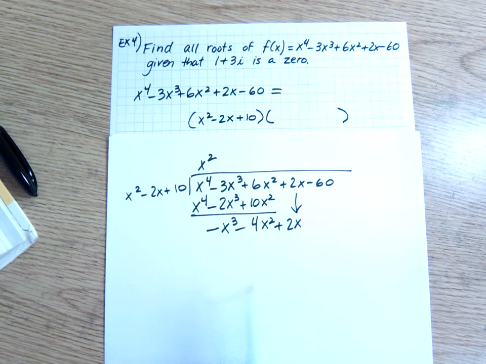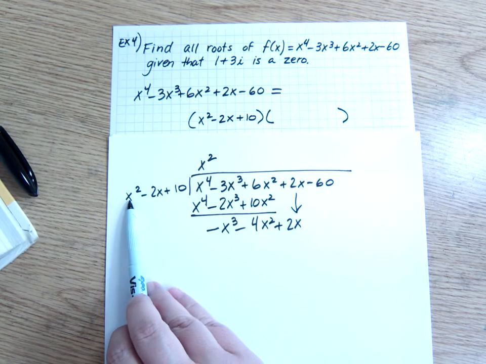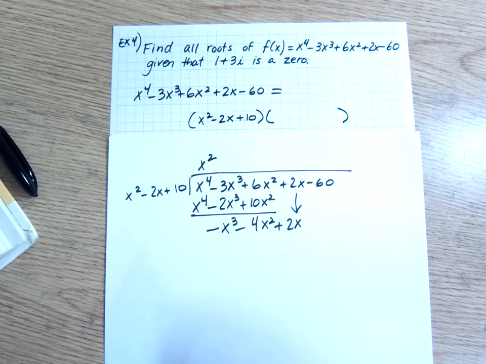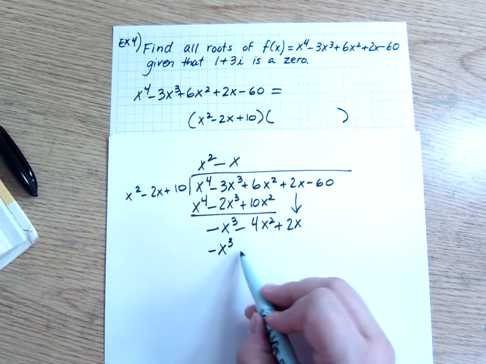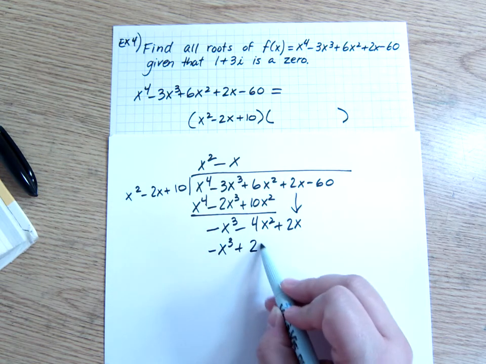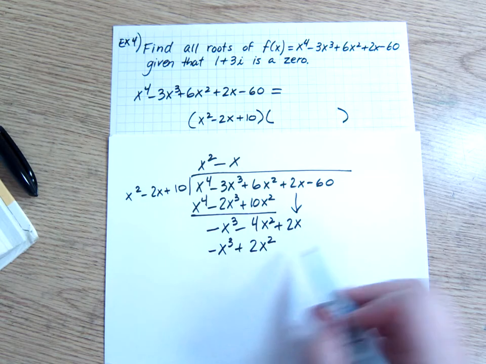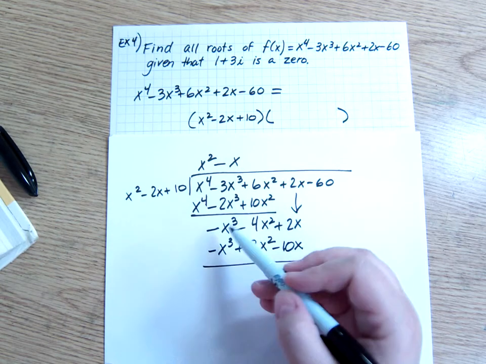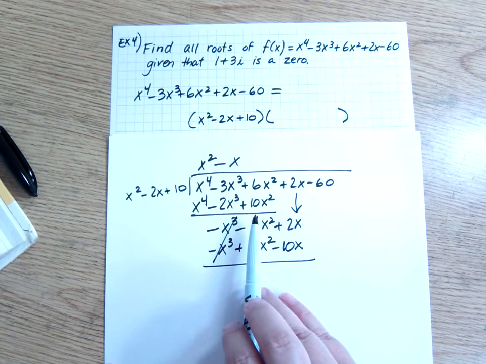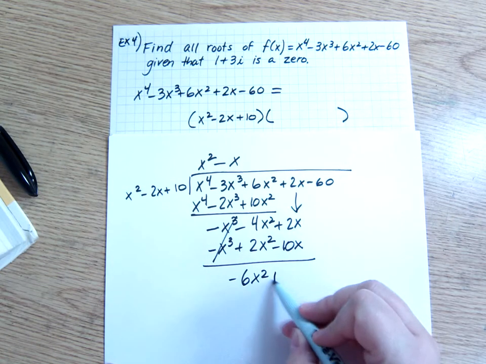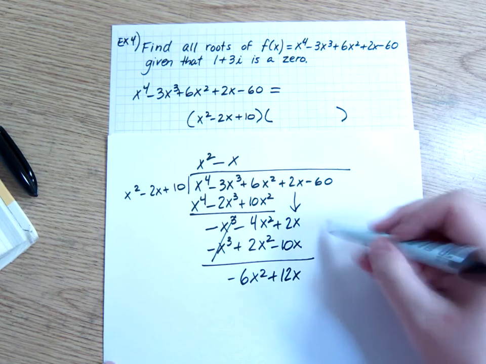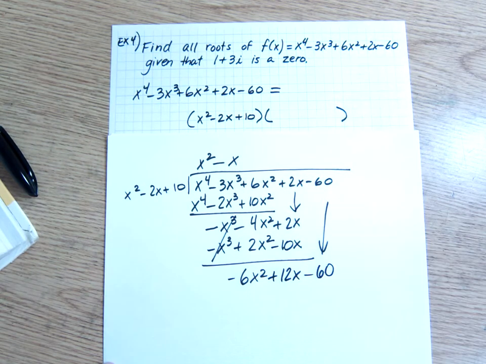Next cycle, basically I go back and do exactly everything I just did again with this one. X squared times what equals negative x cubed? It's negative 1x. Negative 1x times x squared is negative x cubed. Negative x times negative 2x is plus 2x squared. Negative x times 10 is negative 10x. Subtract, this goes away. Negative 4 minus 2 is negative 6x squared. 2 minus a negative 10 is plus. Bring this down. And now we're on the last cycle.